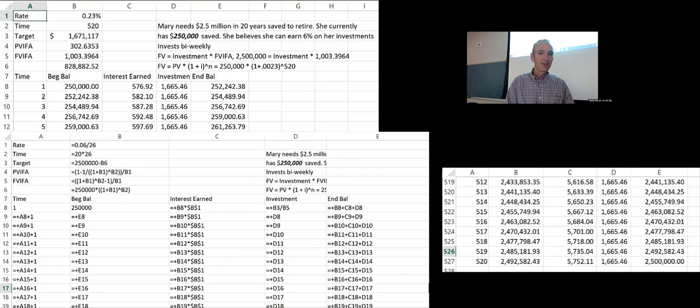So she doesn't need $2.5 million. How much does she need to save for it? Her 250 is going to get her 828 of that. So how much does she need? She just needs 2.5 million minus that. That should do it. Is it going to work? I don't know. We'll see. Did it work? It worked.